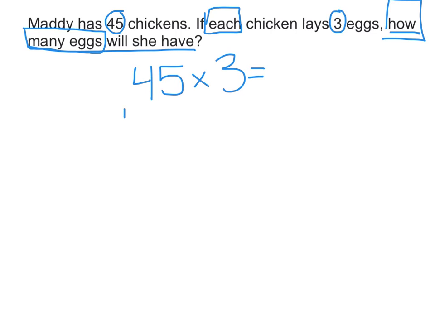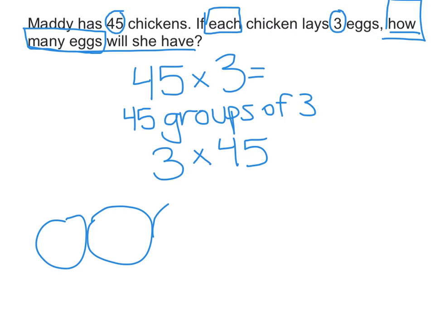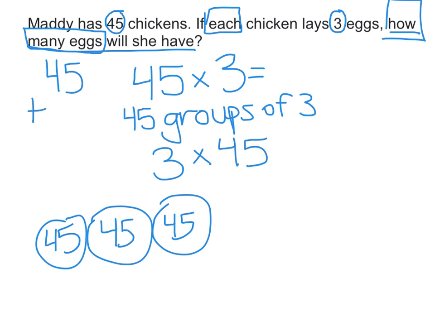I know to draw 45 groups, that would be a lot of groups to draw. So I'm going to rewrite my problem, and I'm going to make it 3 groups of 45, just to make it a little bit easier. And here are my 3 groups, and I'm just going to write the number in each group, and then I can add them up to find my answer.